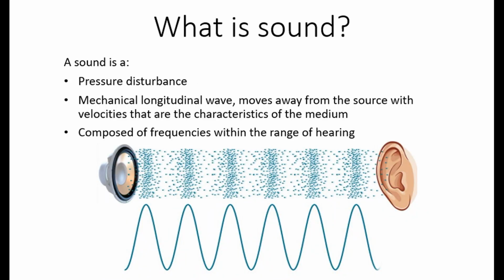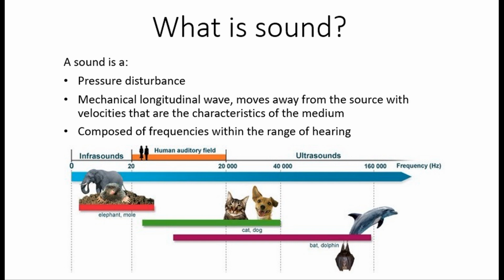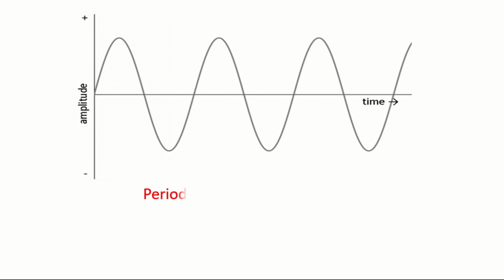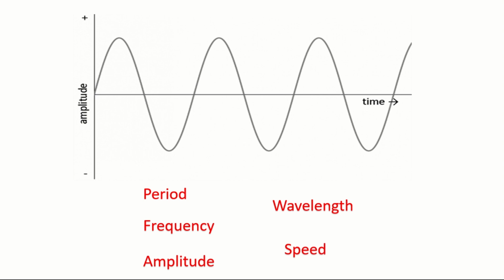Okay. Now let's start by defining what a sound is. A sound is a mechanical wave, which is an oscillation of pressure or a vibration that causes disturbance to travel through a medium, transporting energy without transporting matter. This sound is composed of frequencies within the range of hearing. Now these oscillations or waves are identified through some parameters such as period, frequency, amplitude, speed, and wavelength.